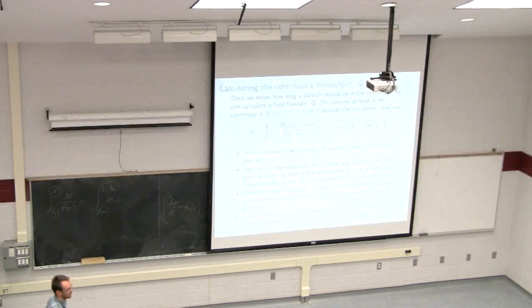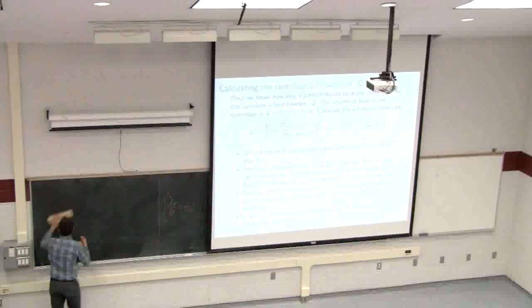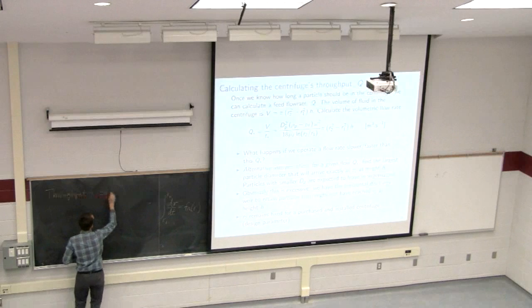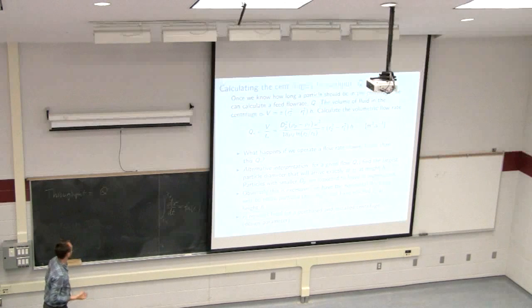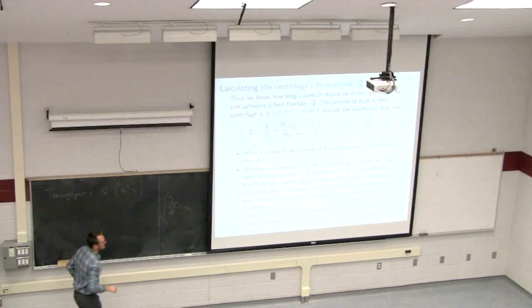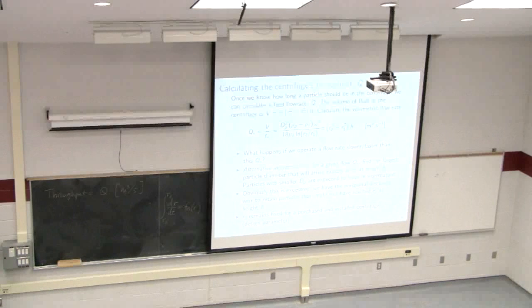But let's just continue with that thought that T star is the time taken for that trajectory of that particle. Okay, so now the question is, what throughput can we use in the centrifuge? So when we use the term throughput, I'm referring to Q. So throughput equals Q, and it has units of volumetric flow. How fast can I push my feed into the centrifuge?